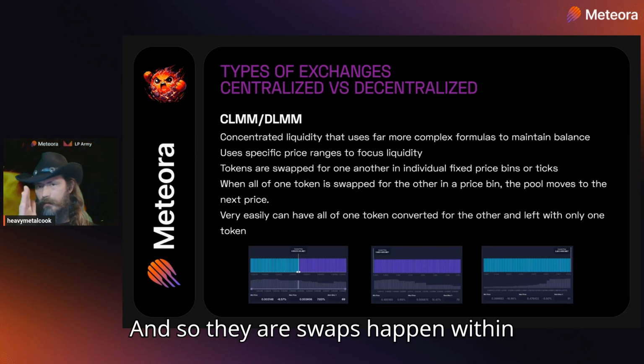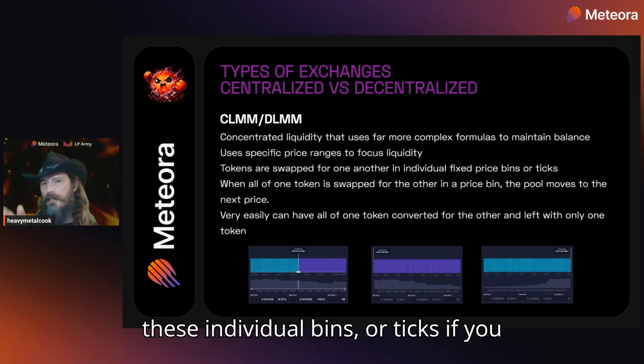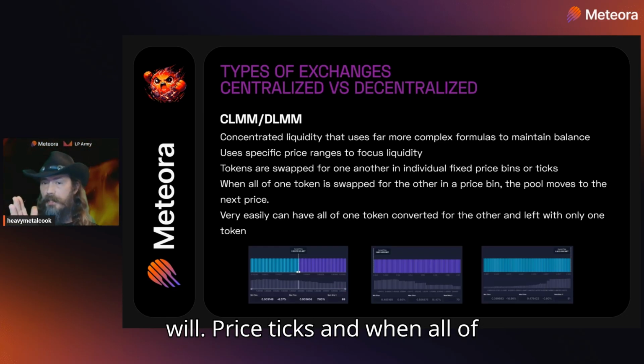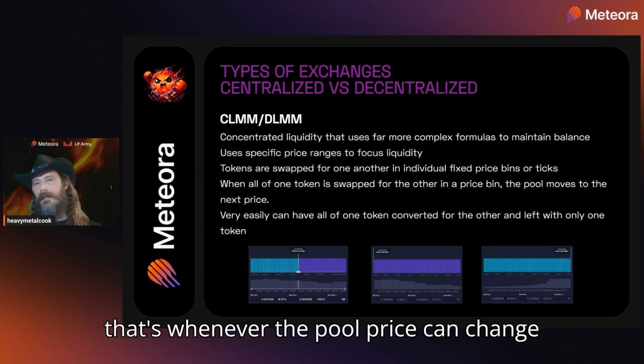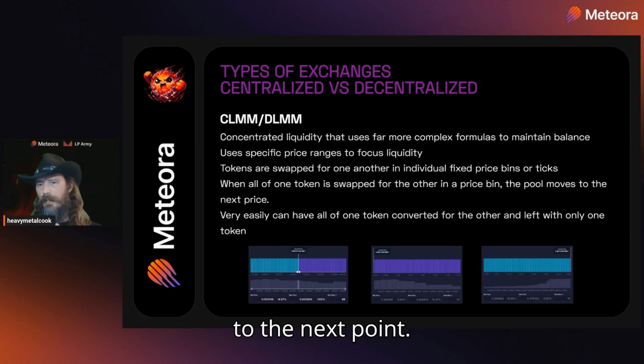And so swaps happen within these individual bins or ticks, if you will, price ticks. And when all of one token is swapped to the other, that's whenever the pool price can change to the next point.